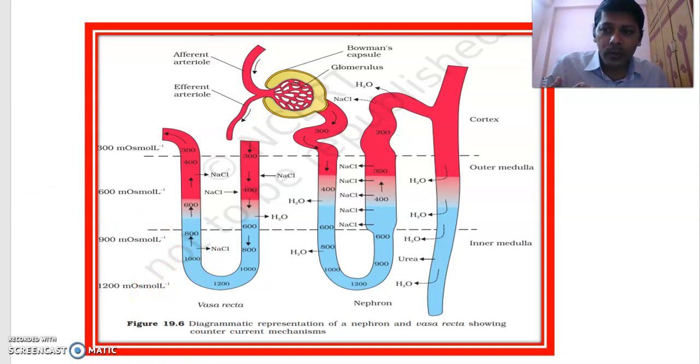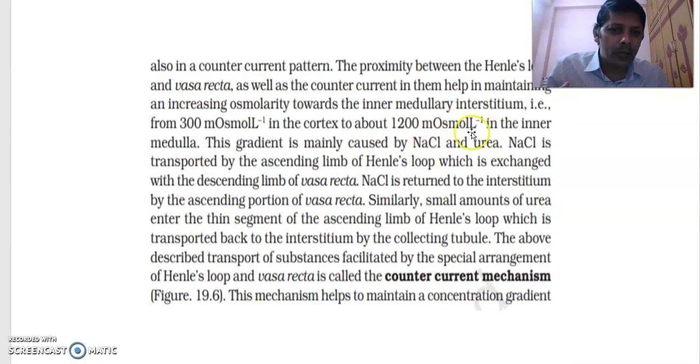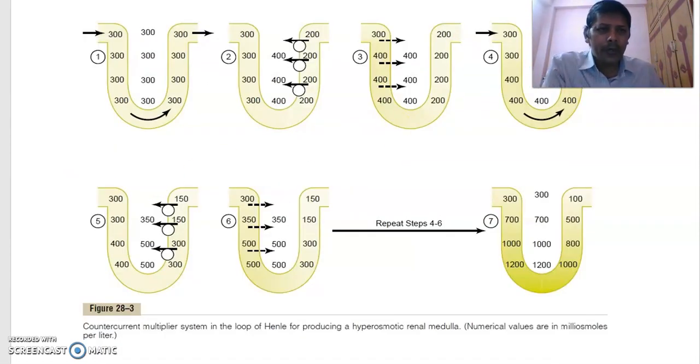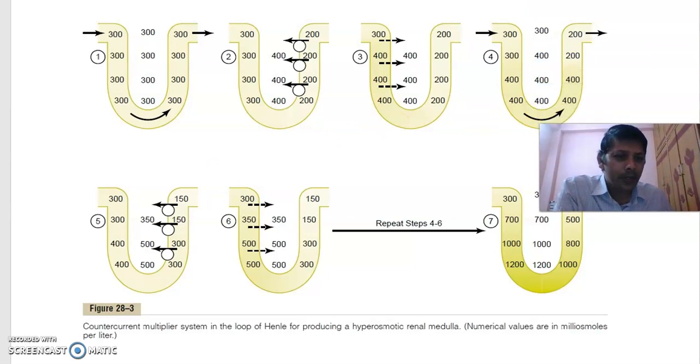The two substances that play an important role in creating this osmolarity gradient are NaCl and urea. How does NaCl cause this gradient? Let us see that. It is not given in our textbook, and this is a very important one. Let us take one hypothetical state.